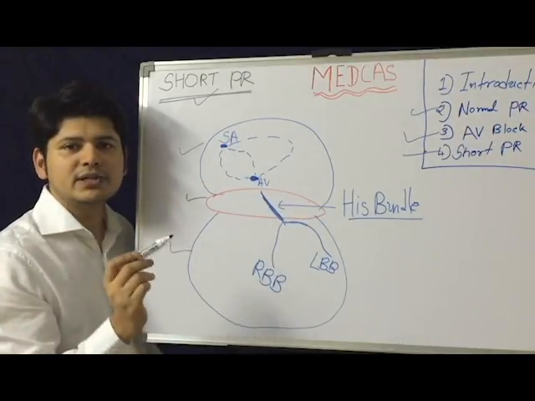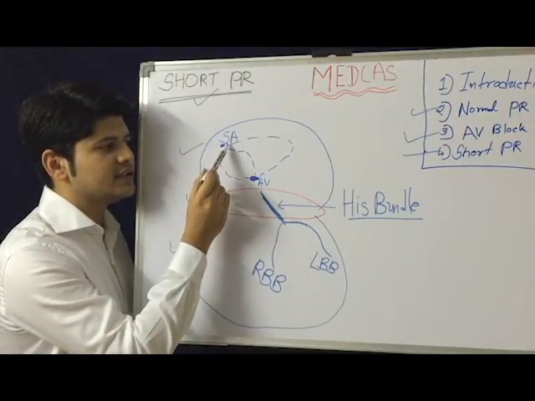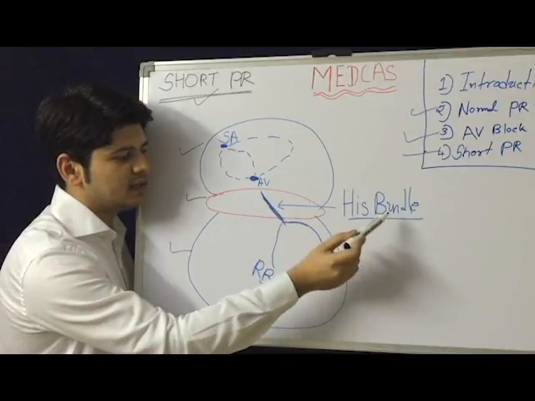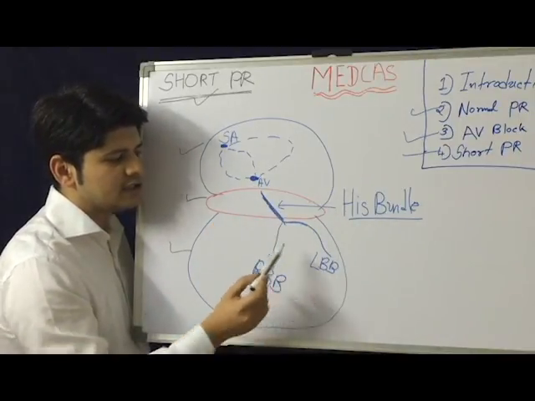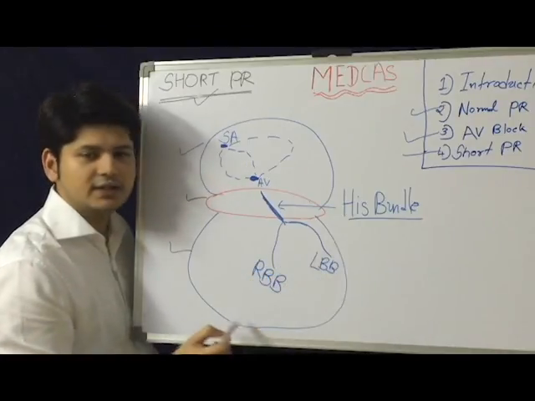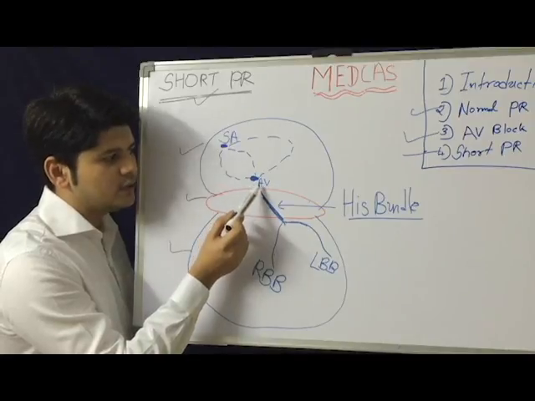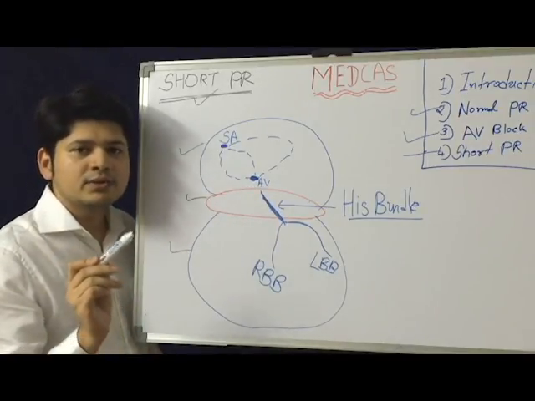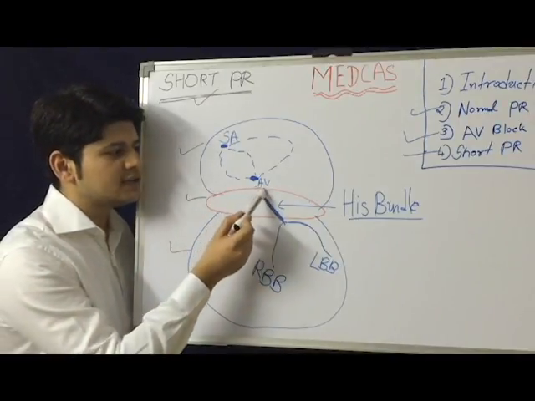That's why we have a special conduction system in the heart which starts in the SA node. From the SA node the current goes to the AV node, from the AV node through the His bundle, and after that the left bundle branch, right bundle branch, Purkinje fibers, and the ventricle gets depolarized. Fine. When the current goes through this AV node, there is a physiological delay which causes the PR interval. So if I want to shorten the PR interval, I have to bypass this AV node.